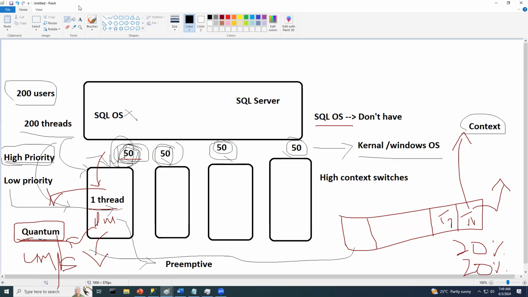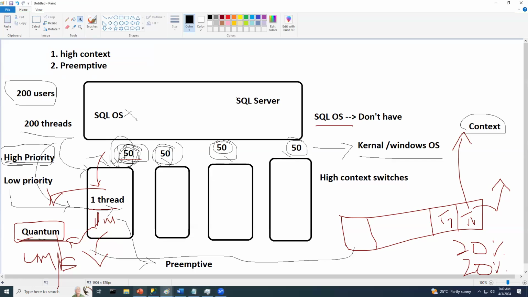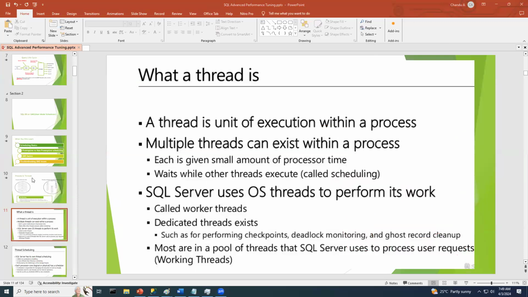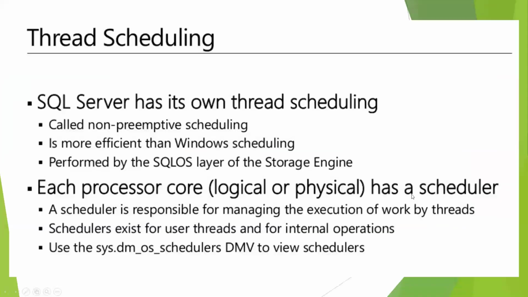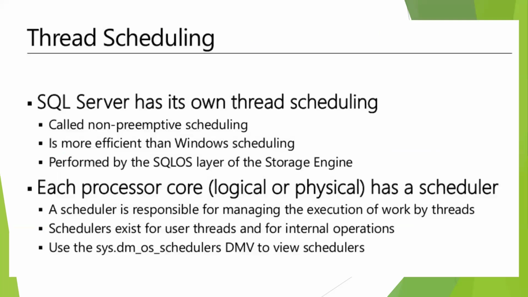To overcome this, right? So first thing, to avoid high context switches. I'll tell you how it will avoid high context switches. Second thing, to avoid preemptive, right? So we have something called SQL operating system, which handles that.